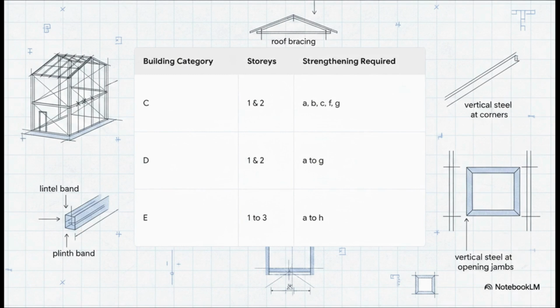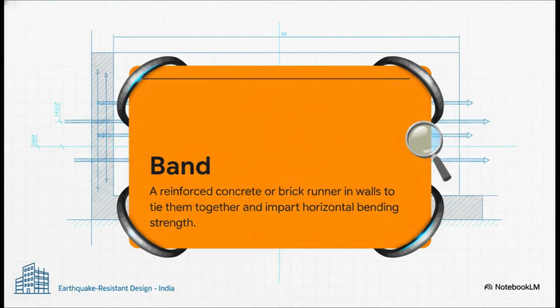Let's walk through a real example. Imagine you're building a 2-story house in a Category D seismic zone. This table tells you, with zero room for interpretation, that you must provide strengthening arrangements A all the way through G. That's not a menu you get to pick from. It's a complete, mandatory system that includes everything from the lintel and roof bands to vertical steel at all the corners and openings. Now, of all those strengthening elements, these horizontal bands are probably the most important.